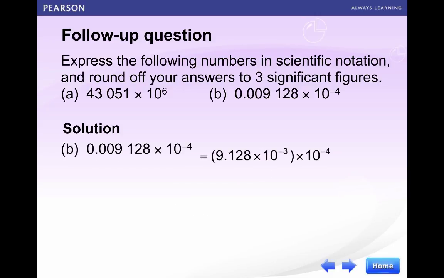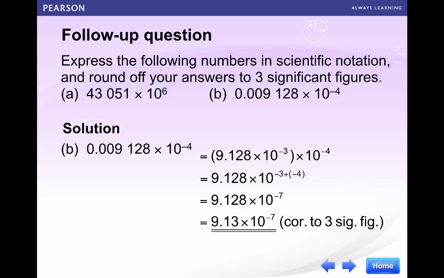And for part B, it will be 9.128 times 10 to the power negative 3 times 10 to the power negative 4. So altogether, it will be 9.128 times 10 to the power negative 7. But you have to round it off to 3 significant figures. So the final answer will be 9.13 times 10 to the power negative 7. So that's the end of this video. Next time we'll talk about how to do addition or subtraction of these numbers in scientific notation.